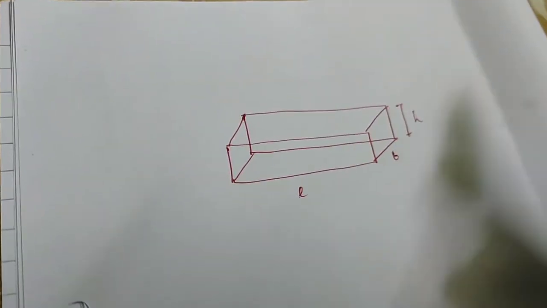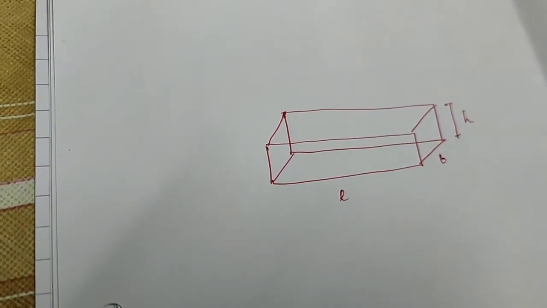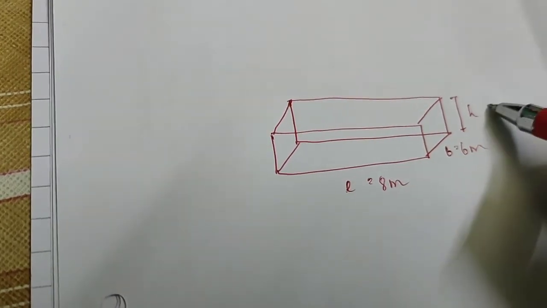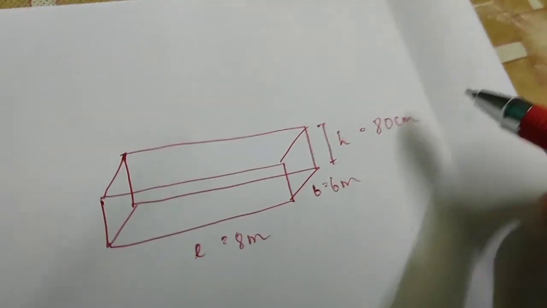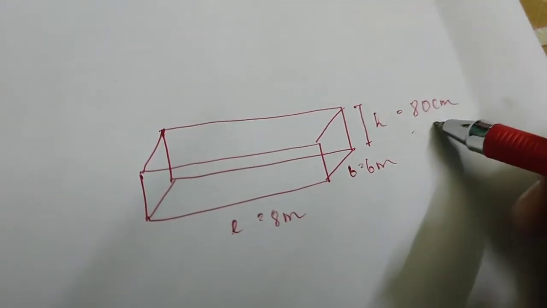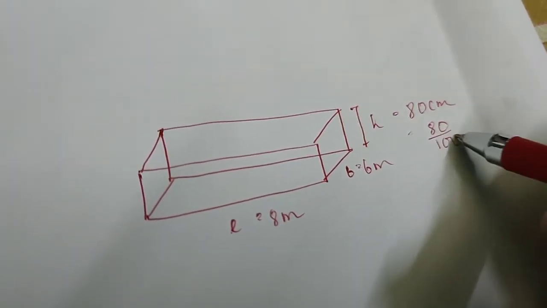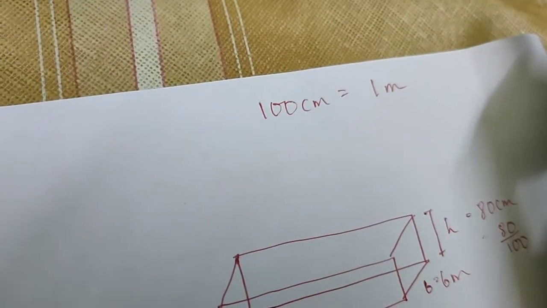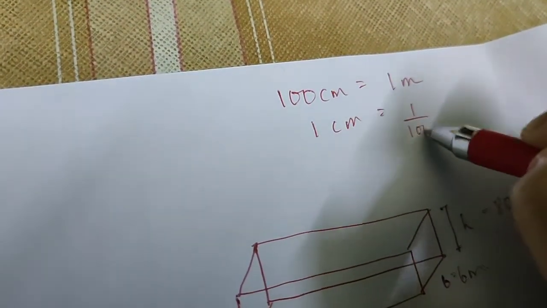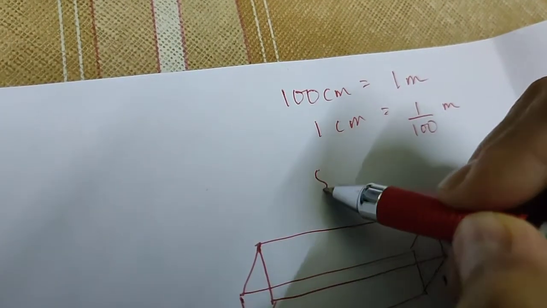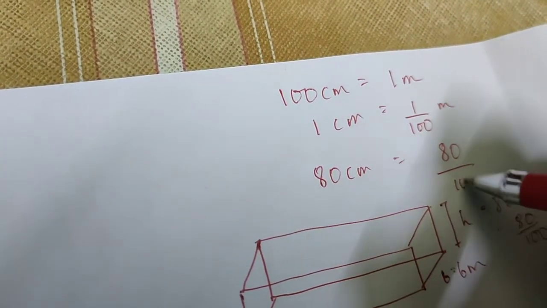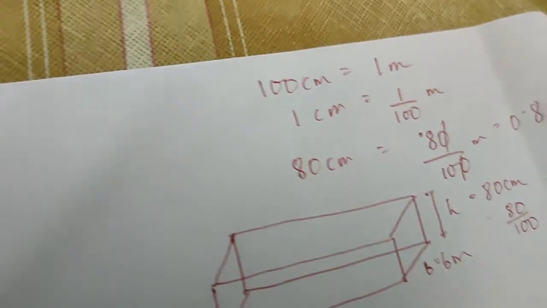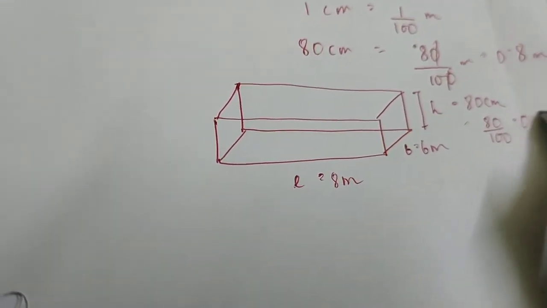Now you see here length. We have length equal to 8 meter, breadth is 6 meter and height is 80 centimeter. Now convert this 80 centimeter into meter. It will be 80 divided by 100, because we know that 100 centimeter is equal to 1 meter. So 1 centimeter is equal to 1 by 100 meter. So 80 centimeter will be equal to 80 divided by 100 meter. It will be 0.8 meter. So height is 0.8 meter.